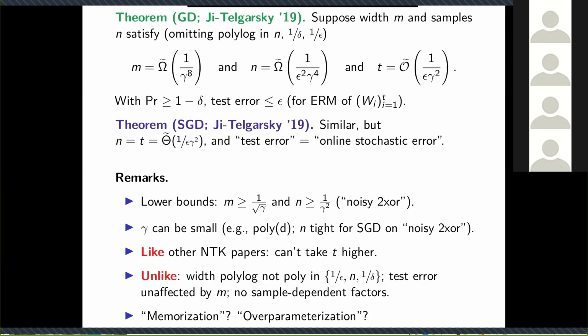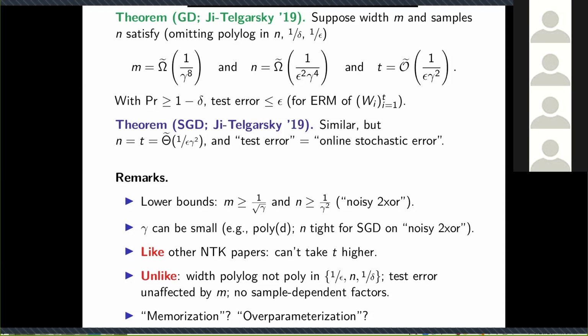So Zue worked hard, and he proved some interesting lower bounds. If you consider the noisy 2XOR data, which was highlighted by Colin Wei and Tengyu Ma in a paper called Regularization Matters, it's basically a noisy parity problem. For that problem, you can prove that in order to get better than some constant test error, you need the width to be at least 1 over root the margin. For this problem, the margin is effectively 1 over d. And you need the sample complexity to be 1 over gamma squared.